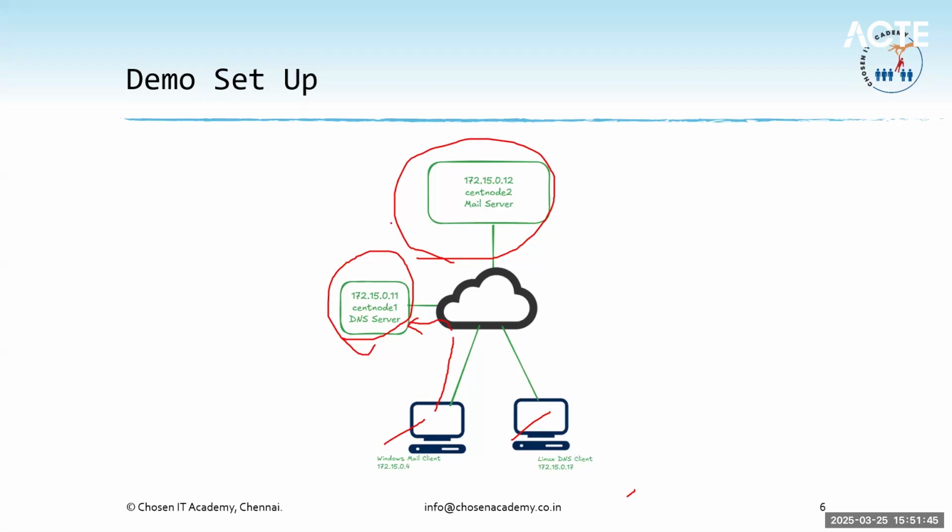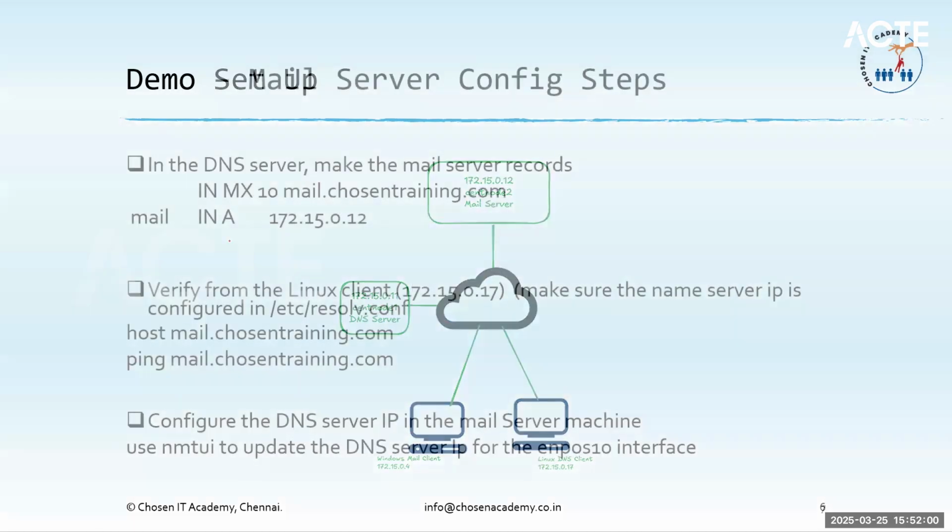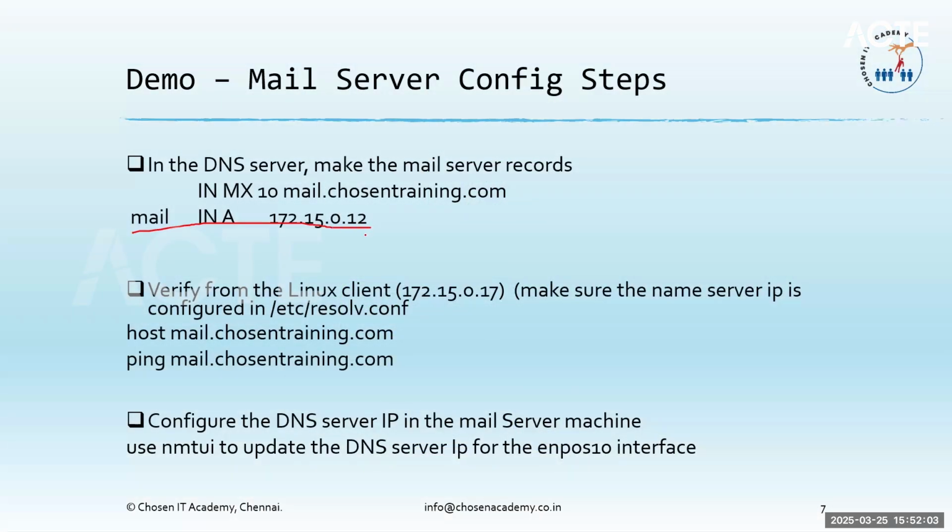So the moment the mail server's IP is retrieved, he is going to send the email using the IP address to the mail server. So this is how it's going to work. The first configuration we have to do is in the mail server. MX is the record that does the mail server configuration. So in the MX record, mail.chosentraining.com, my subdomain is mail, and the A record is present at 172.15.0.12. So that's where my mail server is running.